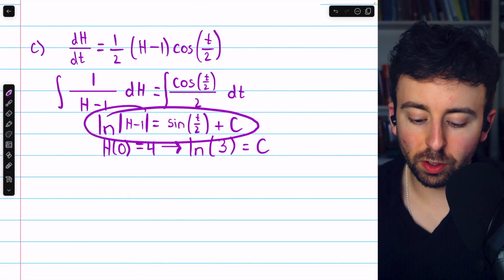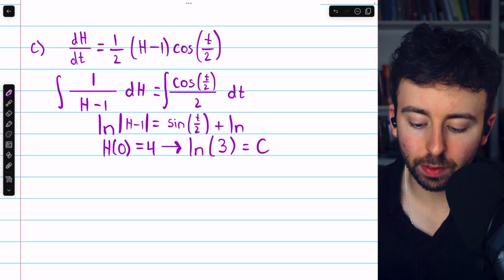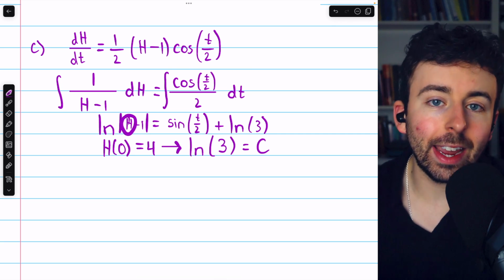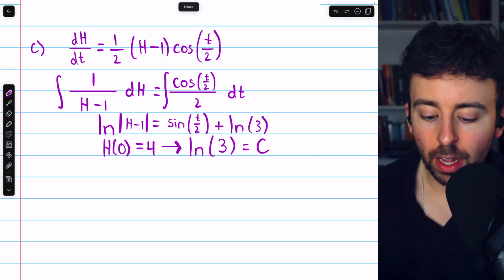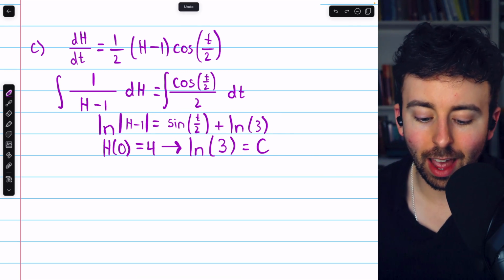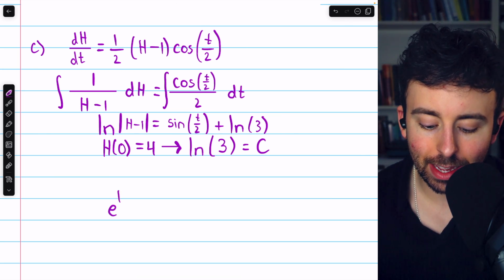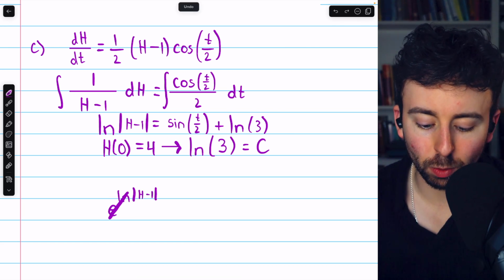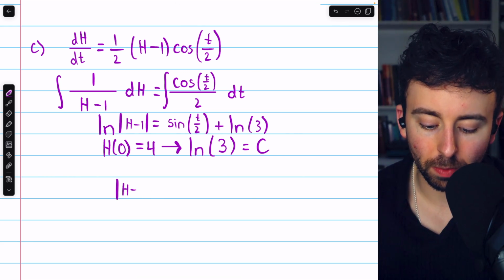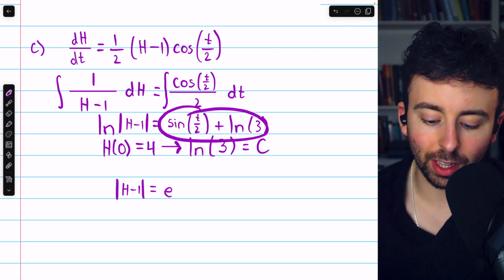So then back in this original equation where we had c, we can just go ahead and replace that c with the natural log of 3. Now we're trying to solve for h to find the particular solution. What is that function h satisfying this differential equation? So we're going to exponentiate the left and the right sides in order to get rid of that natural log. So on the left, we're going to have e to the natural log of the absolute value of h minus 1. And of course, the whole point is that the e and the natural log cancel out. So why don't we just go ahead and write the absolute value of h minus 1. And then on the right, we're going to have e to the power of everything that's on the right.